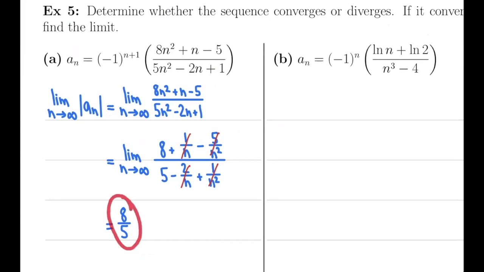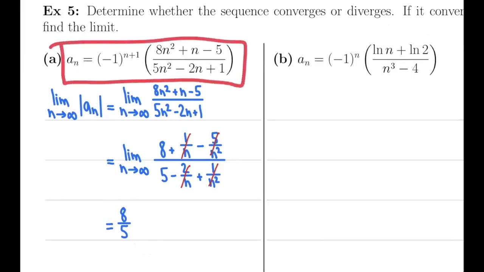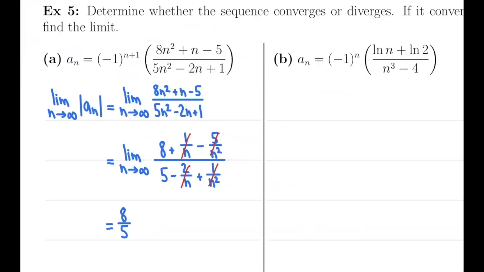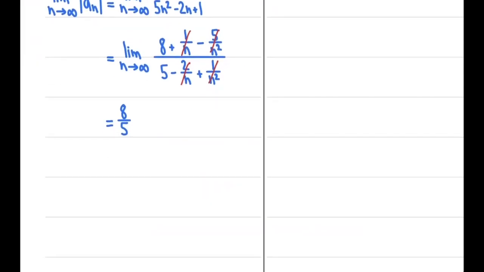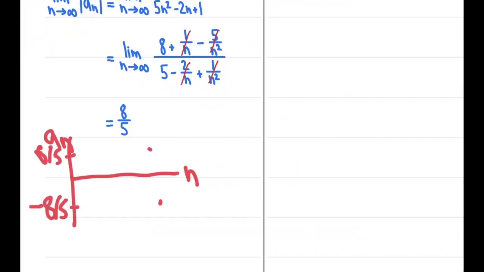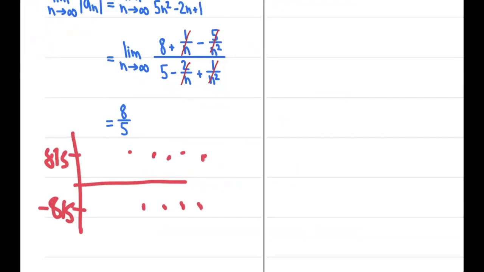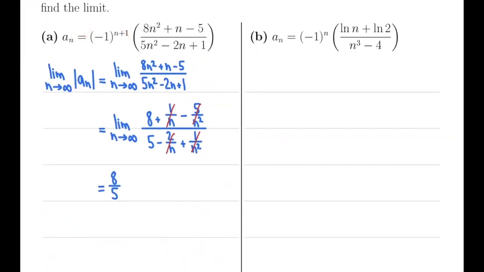So what does this mean when the limit of the absolute value is 8 over 5? And this is an eventually alternating sequence. What's happening is, as n approaches infinity, if you look at the graph, the terms of the sequence are oscillating between 8 over 5 and negative 8 over 5. We just took the absolute value and got 8 over 5, but without the absolute value, it's really bouncing between 8 over 5 and negative 8 over 5.